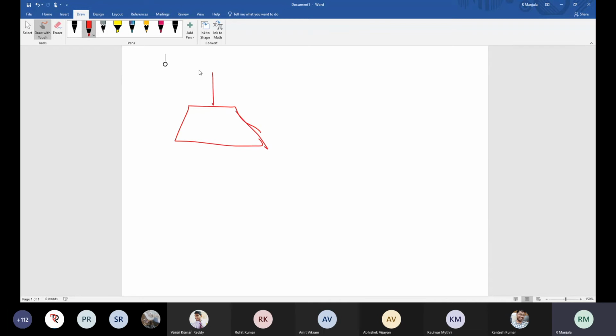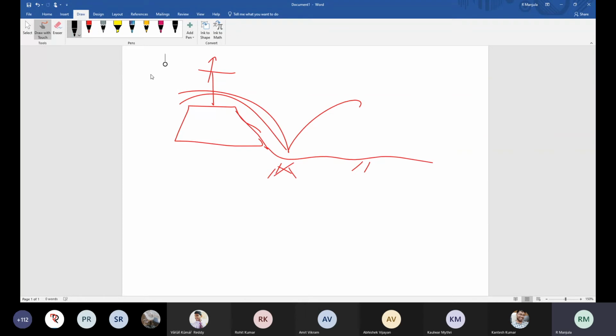Here are your shutters. Suppose you are opening your shutter. Then water falls and jumps. So this is going to be your base. This is nothing but your hydraulic jump. So here your Froude number is going to be unity.